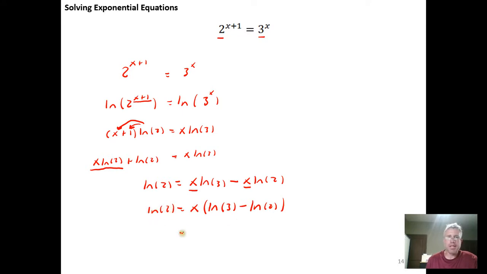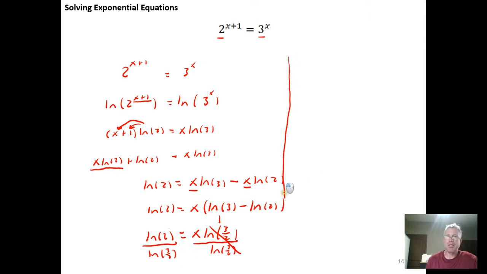And now I can apply a log property here. I have the difference between two logarithms with the same base, which means I can write those as a quotient. Natural log of 3 divided by 2 equals natural log of 2. And then I can divide both sides by the natural log of 3 halves. Natural log of 3 halves divided by natural log of 3 halves is 1.